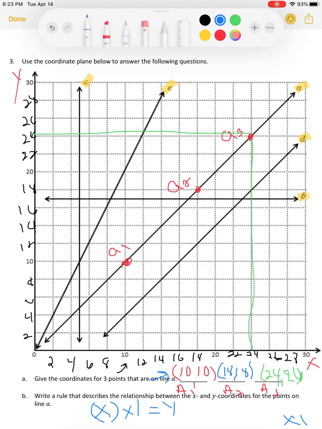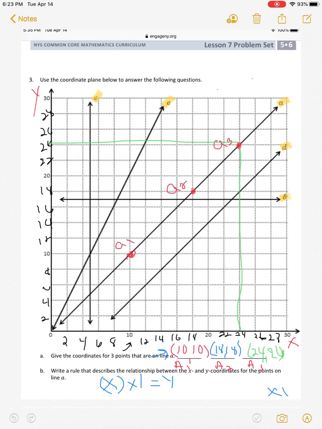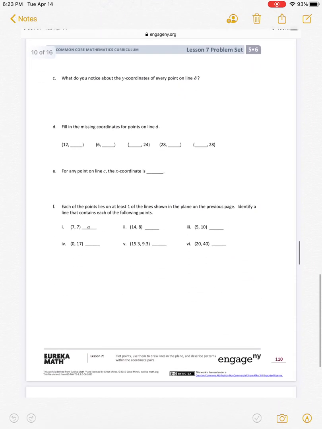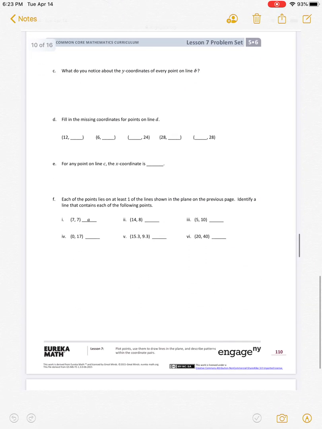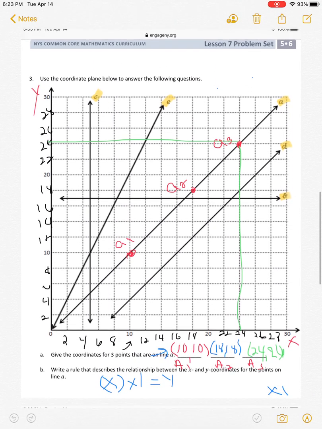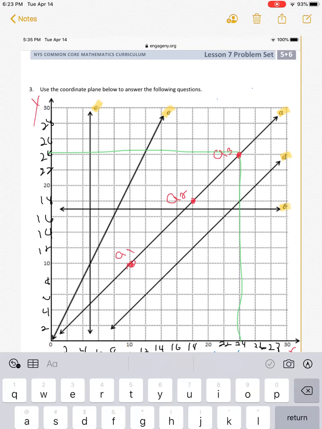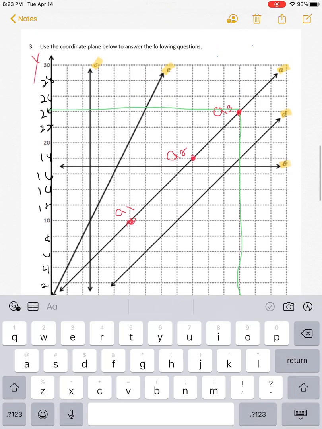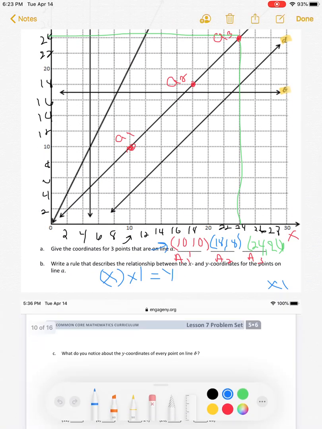So Ms. Durham has to move to another page. So bear with me. I'll move up, we'll read, and we have to move back up. Look at C. C says, what do you notice about the y coordinates in every point on line B? The y coordinates on every point on line B. Let's look at line B.